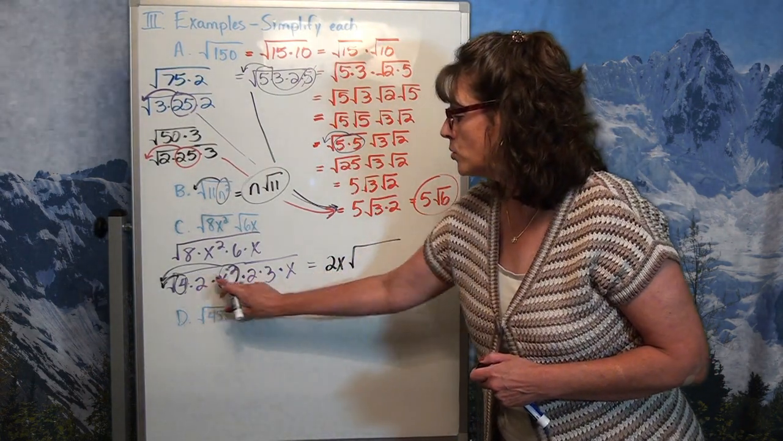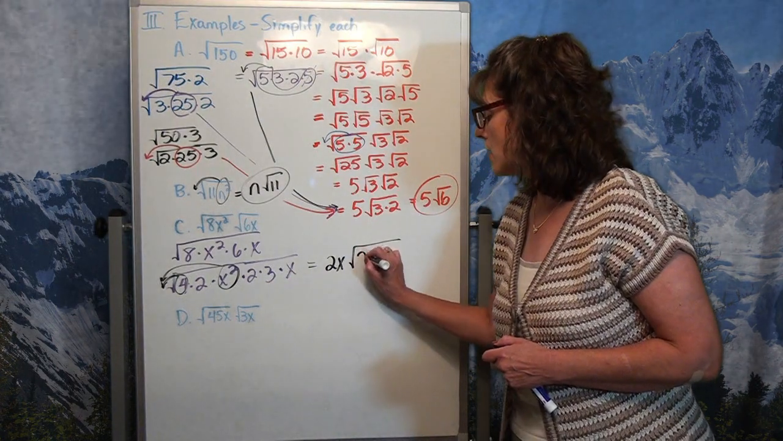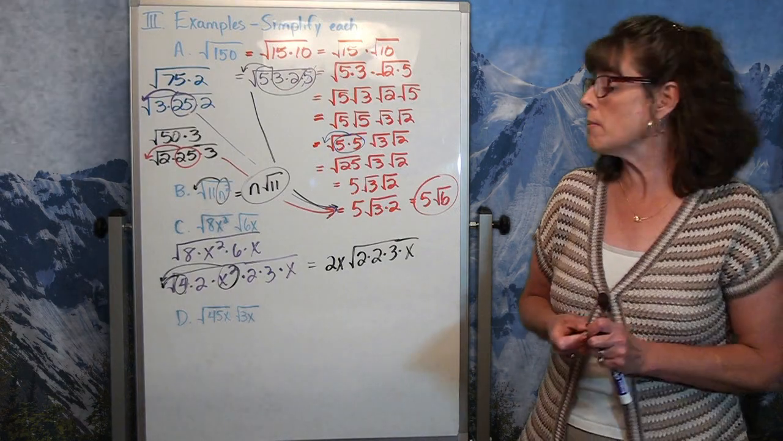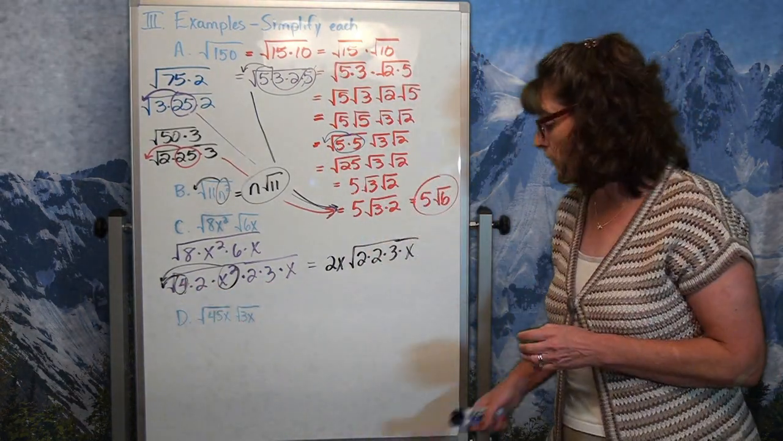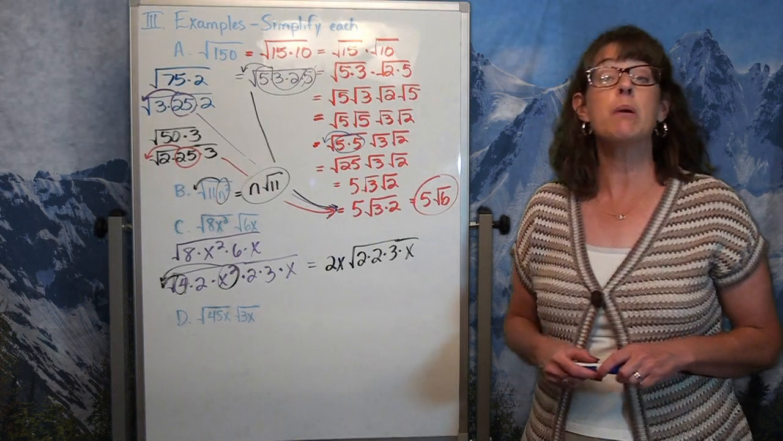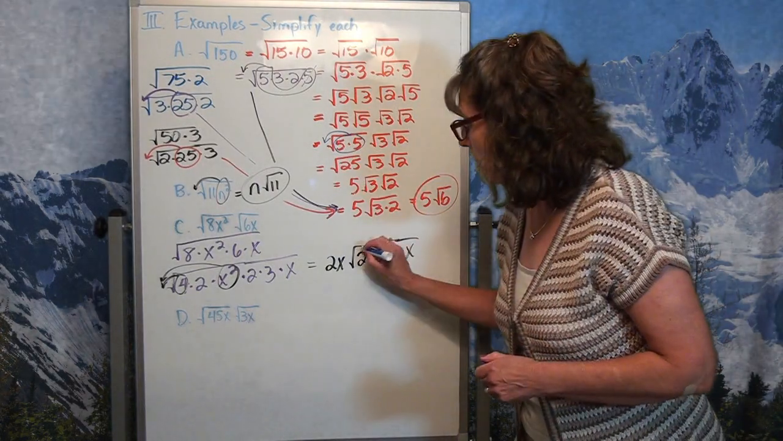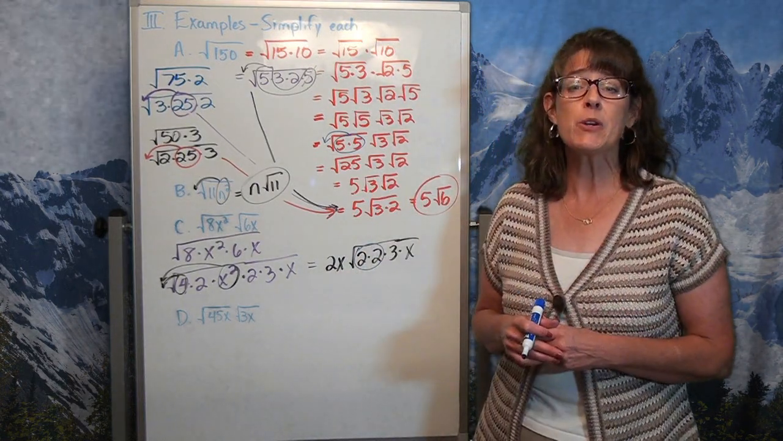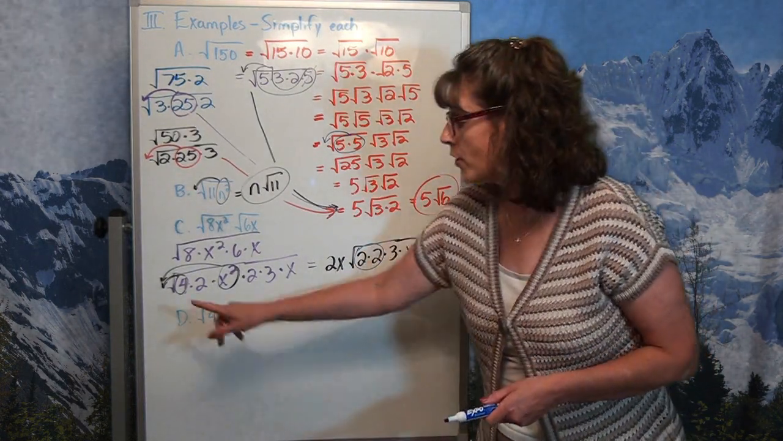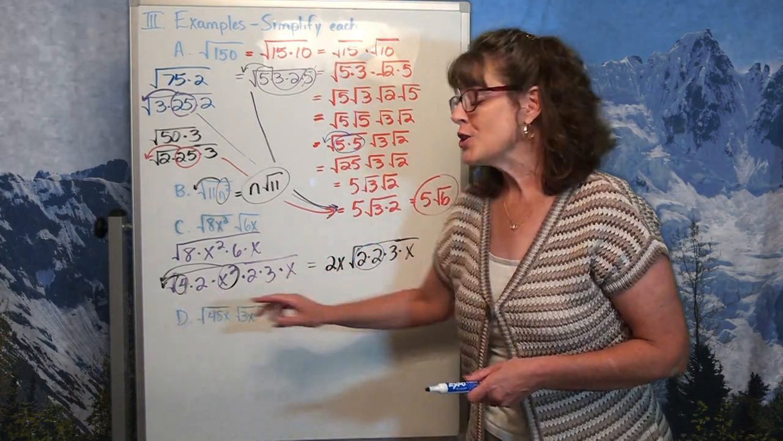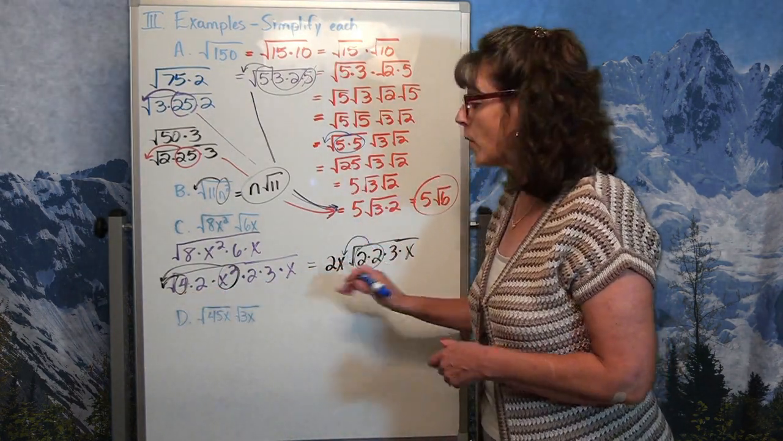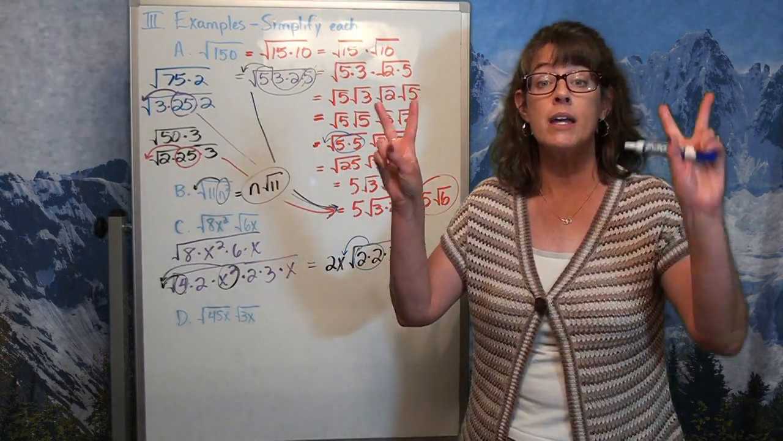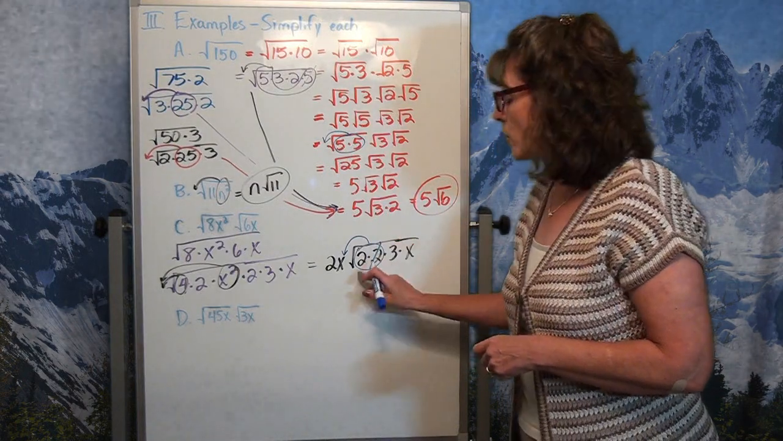Underneath, I've got 2 times 2 times 3 times x. And remember, not only am I looking for perfect squares, I'm also looking for pairs. Do you see any pairs underneath? Aha, a pair of 2s. I feel like I'm playing poker now. So, with that pair of 2s, remember 2 times 2 will give me a 4. We've already said the square root of 4 is 2. So that square root of 4 will come out. And remember, when you have a pair, you're going to take one out and dissolve the other one. So this 2 will come out.